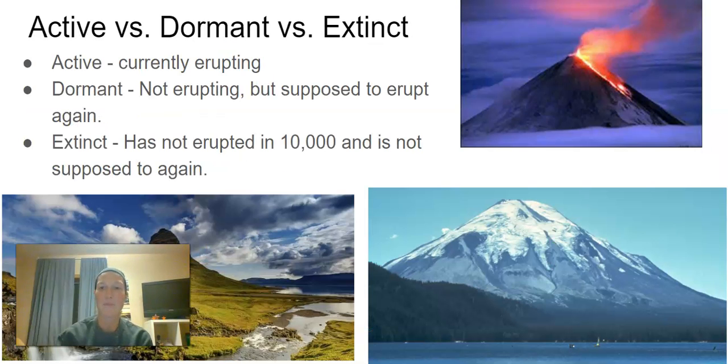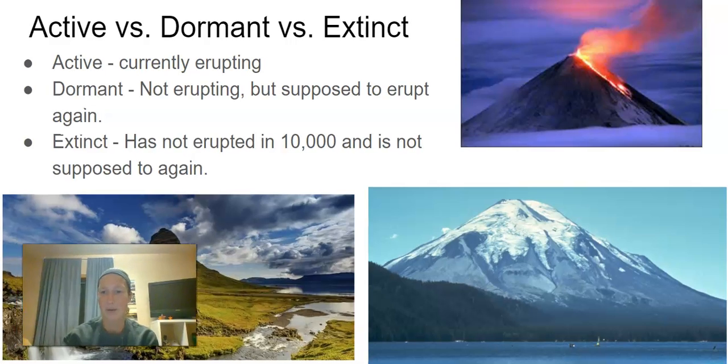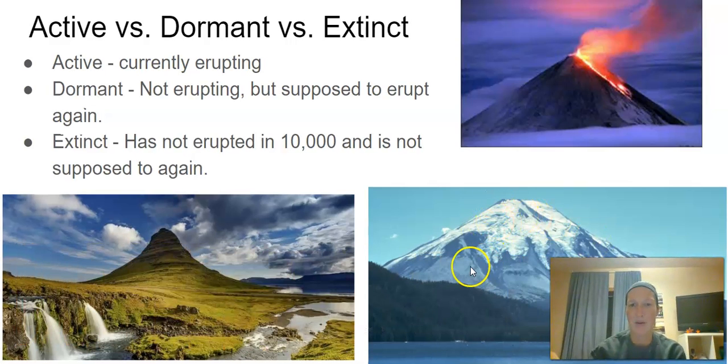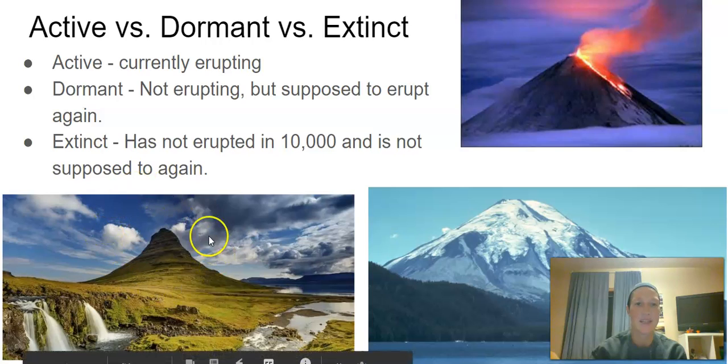All right. Now we have three different terms. We have active, we have dormant, and we have extinct. Active means it's currently erupting, like watch out, it's currently erupting. Dormant means it's not erupting right now, but it is supposed to erupt again. This is what a lot of volcanoes fall under, this category here. Now lastly is extinct. This one has not erupted in 10,000 plus years and it's not supposed to again.